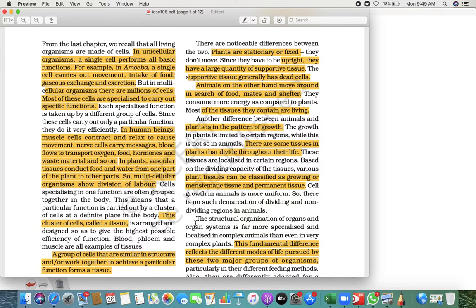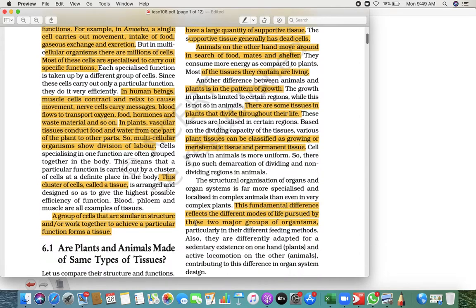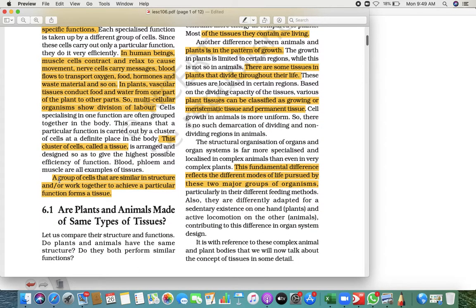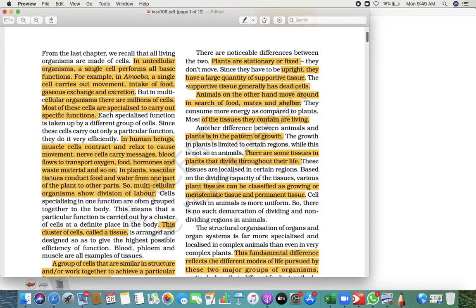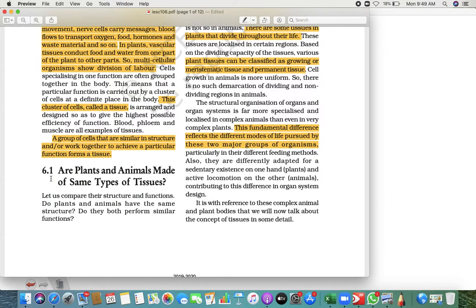But in human beings it is not that simple. We have different cells for different functions. Muscle cells are there, nerve cells are there, right? So many cells are there. Thus we say, what is a tissue? It is a group of cells that are similar in structure and work together to achieve a particular function. So when similar cells group together and work together to achieve a particular function, we call it a tissue.